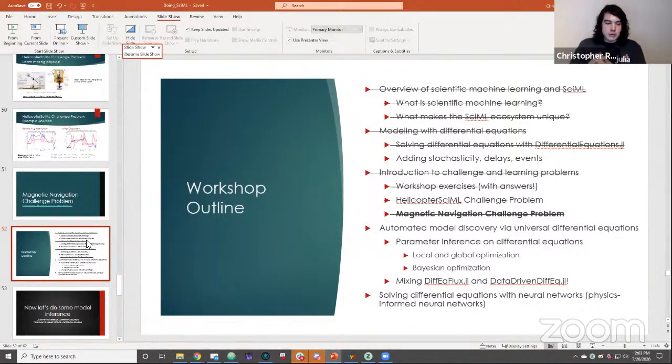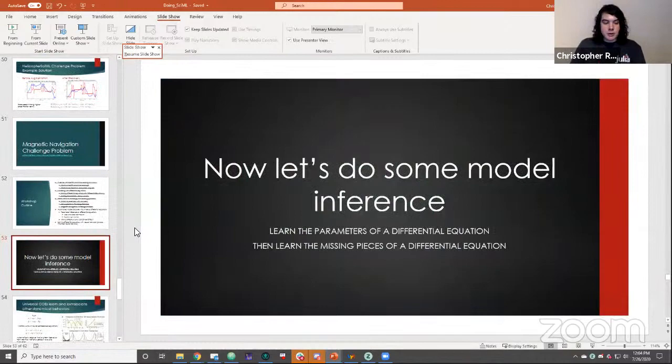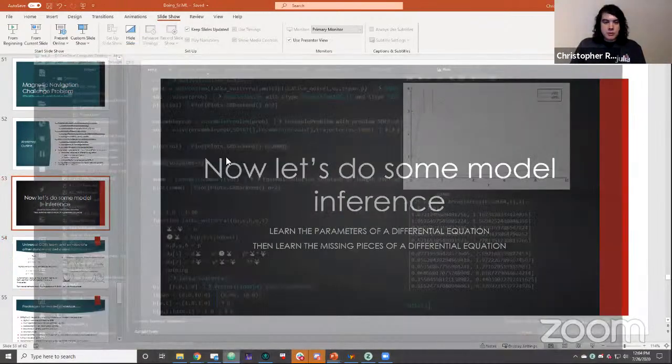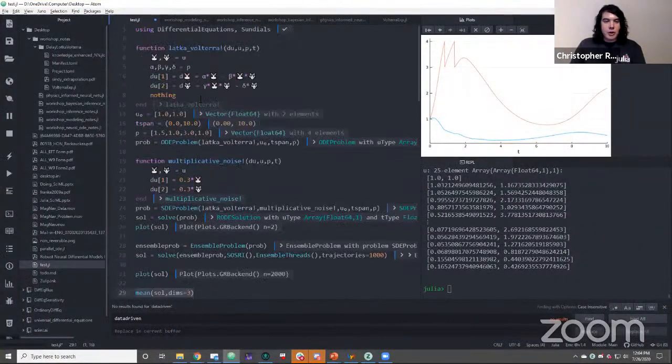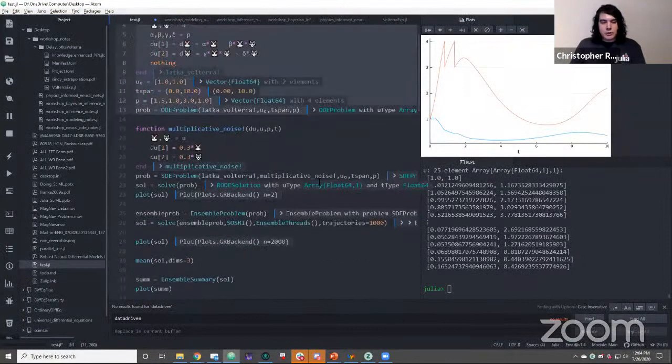Now what I want to get into is inference and discovery, which is what a lot of people are here for. So how do you do this automated learning of the missing components and models? Well, it all comes down to inference. Right, so let's start to do inference on these mathematical models.